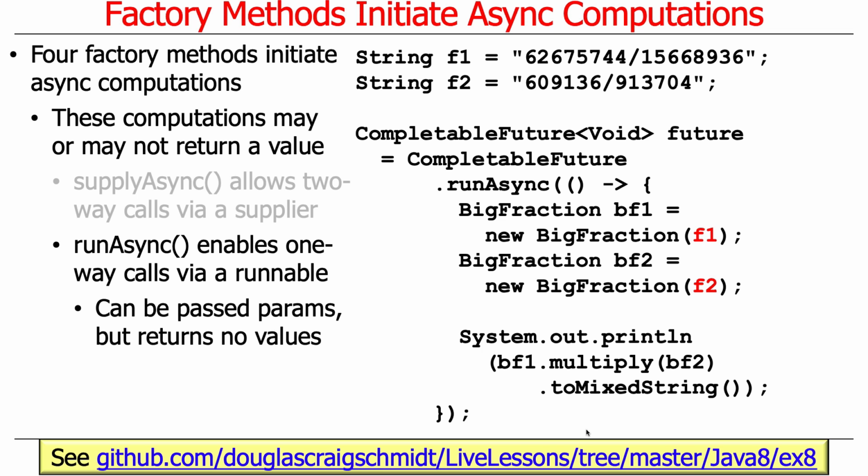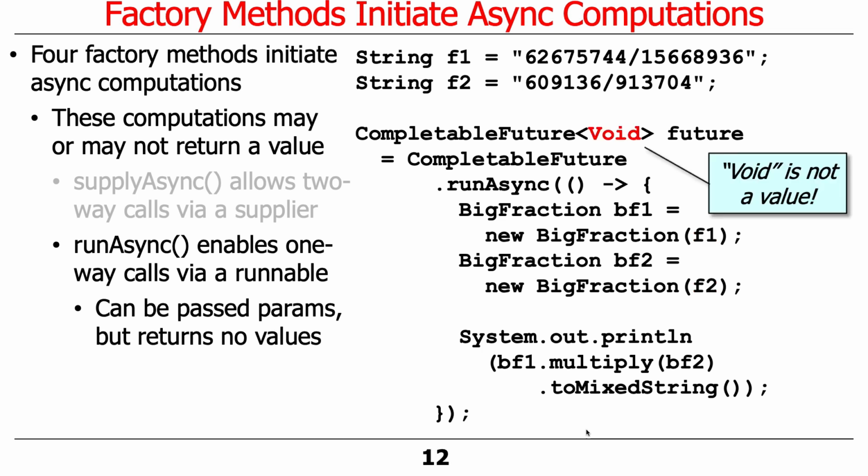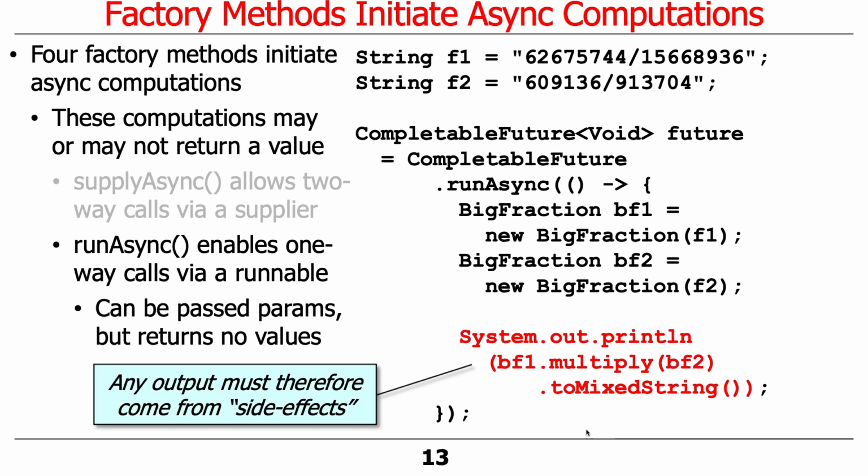Here's an example of doing this. This is run async instead of supply async, and you can see we have a return value of void, which sort of says there's no return value. It's just kind of a placeholder syntactically in the Java language. And down here you can see how that means there's no value coming back, and you can also see that we have to have results. To the extent that there's results you want handled or dealt with in some way, you have to do these through a side effect rather than a return value.